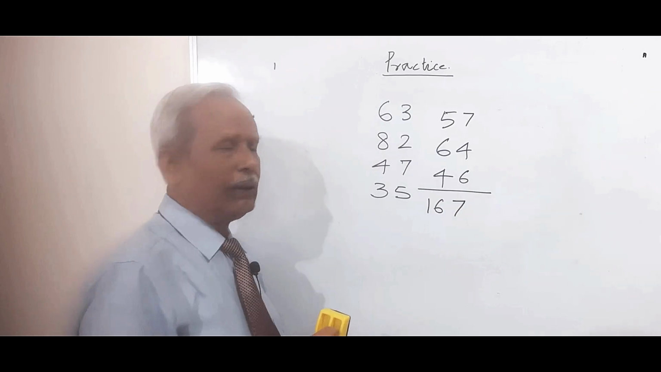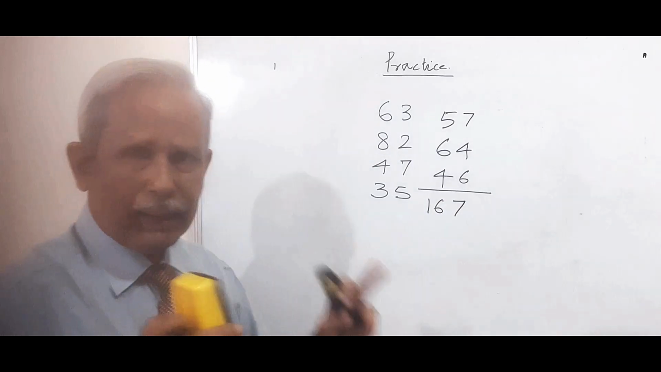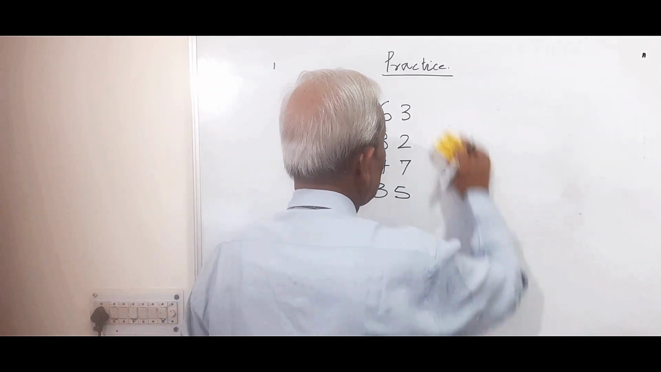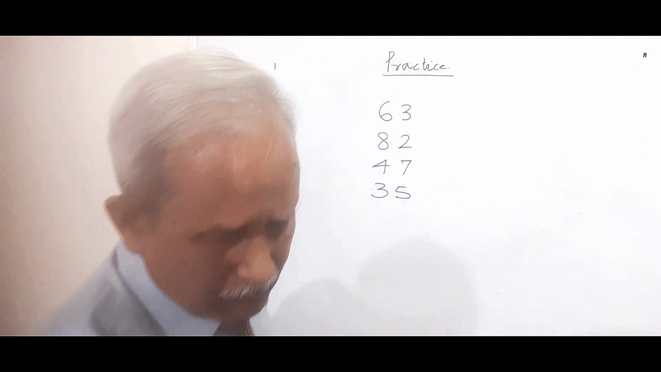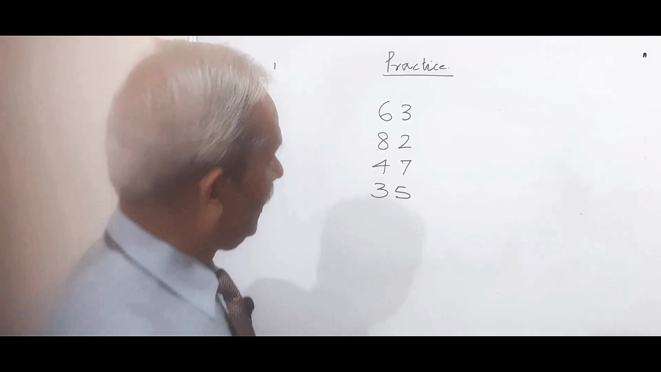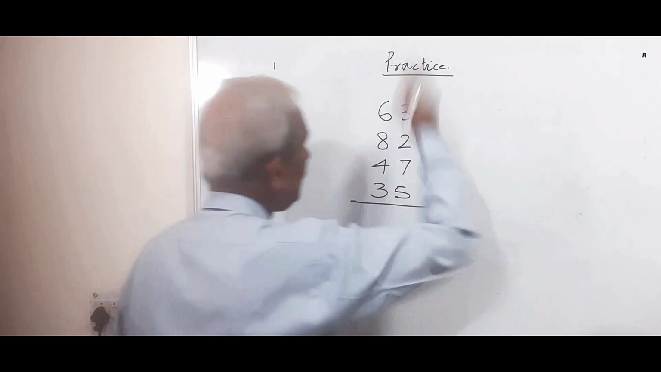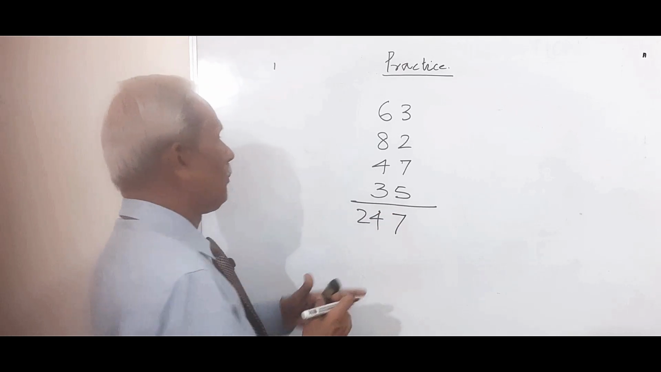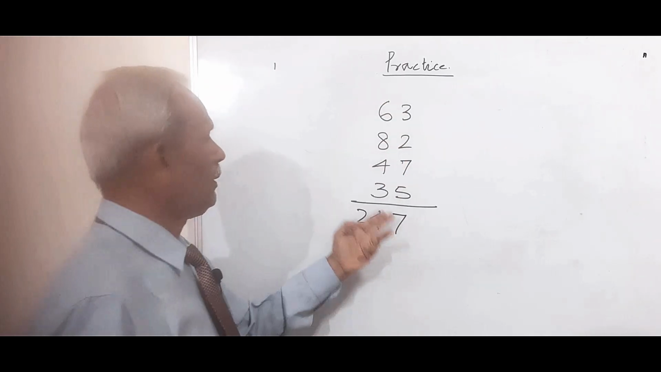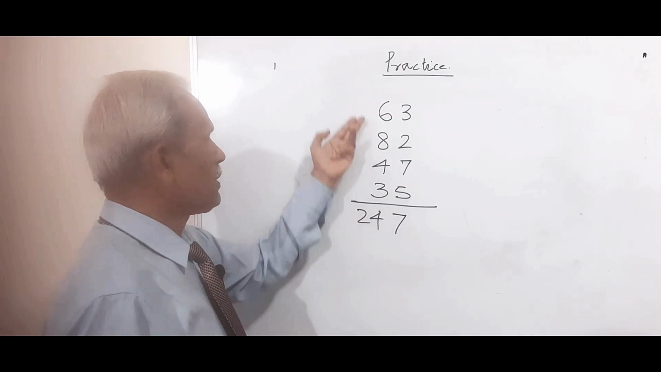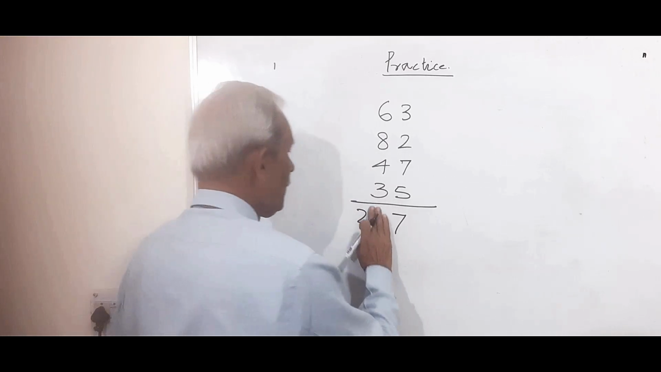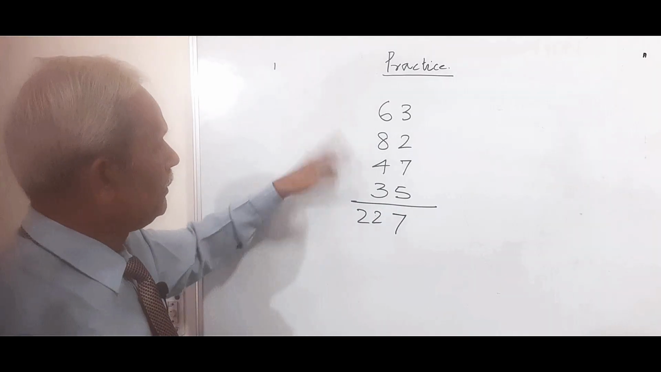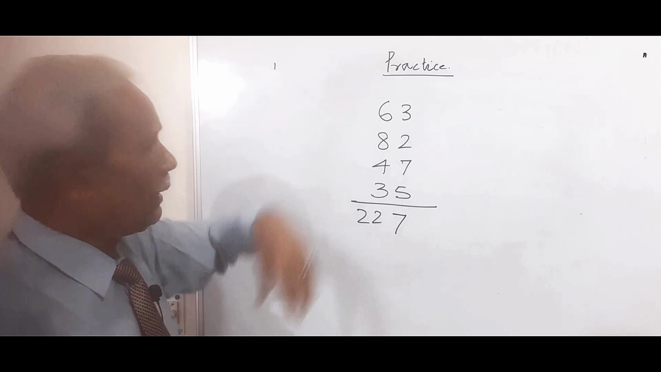Right. So once you complete these 3, practice for some time with these 3 numbers. Then you should practice for the 4 numbers. What I have done? 7 plus 5, 12 plus 2, 14 plus 3, 17, 3 plus 1, 4 plus 4, 8 plus 8, 16 plus 6, 22. You will do it quickly.